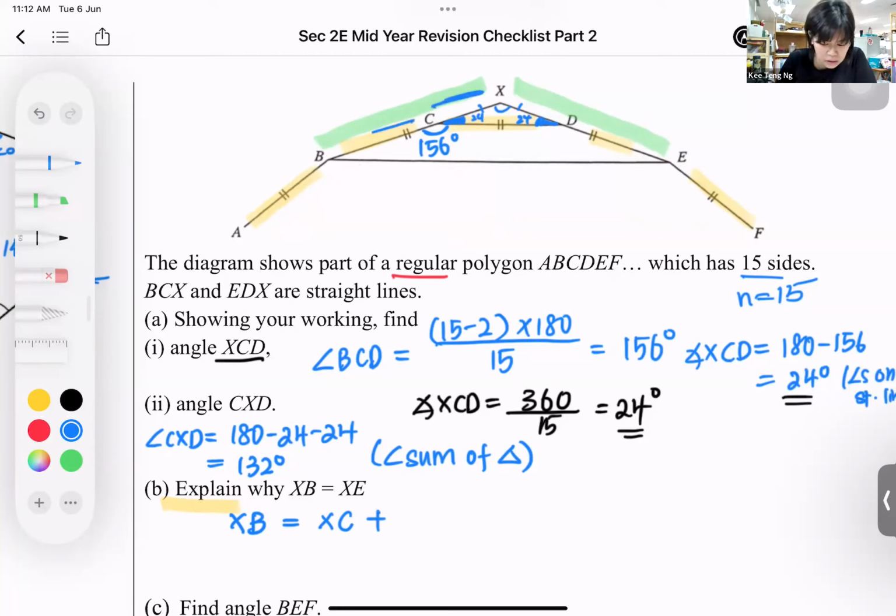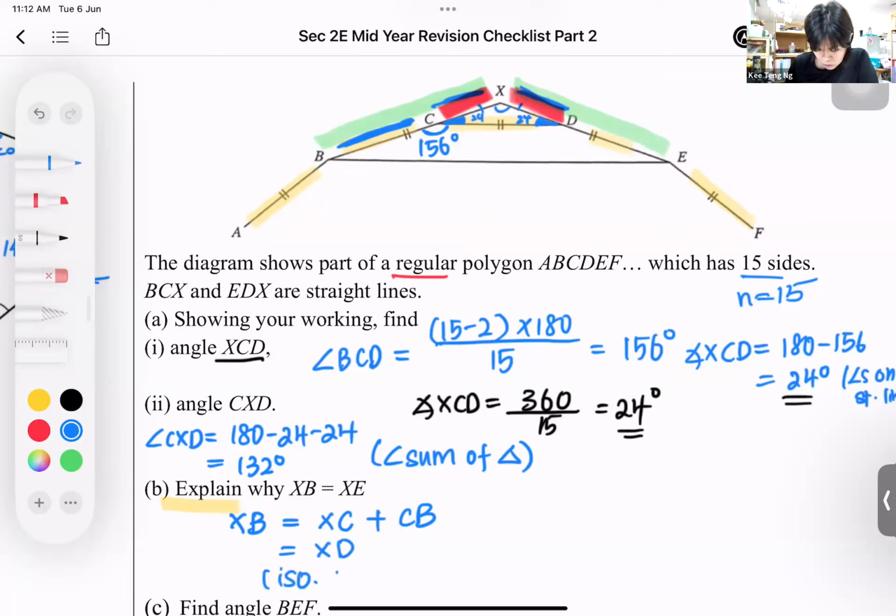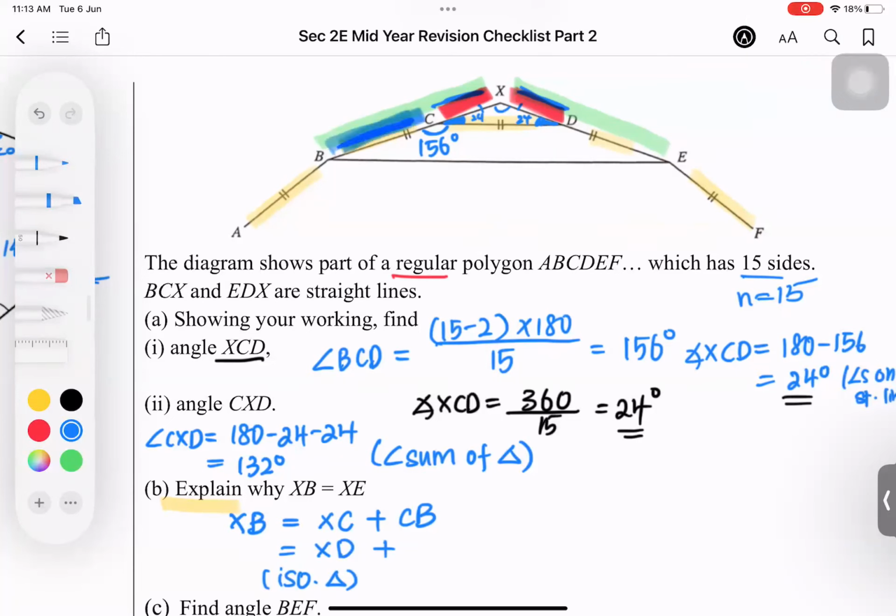XB, no? XC plus CB, yes. And I know XC is supposed to be equal to XB DE. XC, this portion, right? XC is equal to XD. Yes, correct. DX or XD. Why is that so? Because this is an isosceles triangle. Plus CB is actually equal to DE.